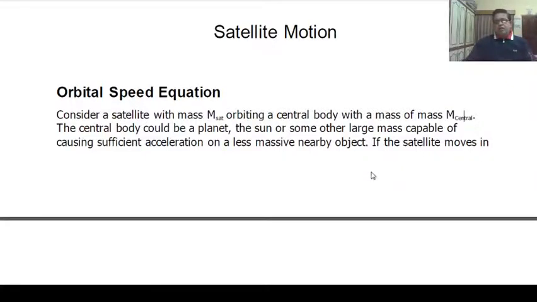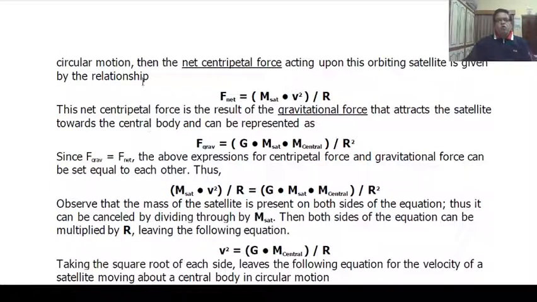If the satellite moves in a circular motion, then the net centripetal force acting upon this orbiting satellite is given by the relation. We know that the net centripetal force F net equals m v square upon r, where m is the mass of the satellite. This net centripetal force is the result of the gravitational force that attracts the satellite towards the central body and can be represented as F gravitation equal to G M satellite M central upon R square.